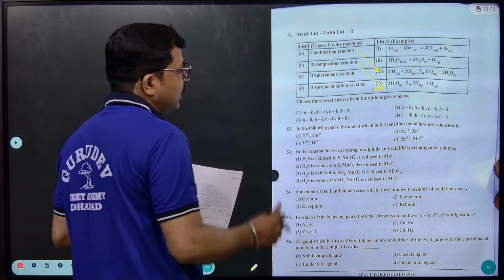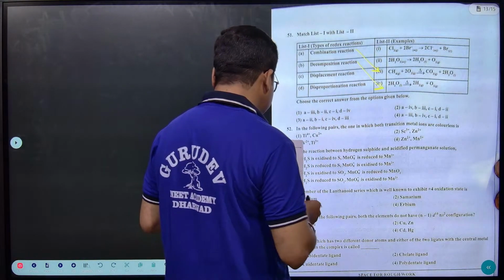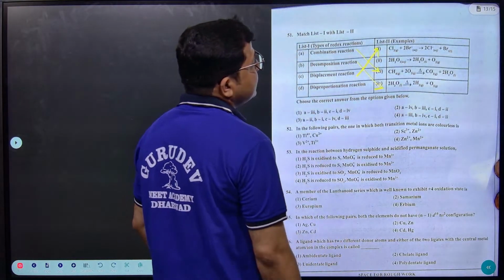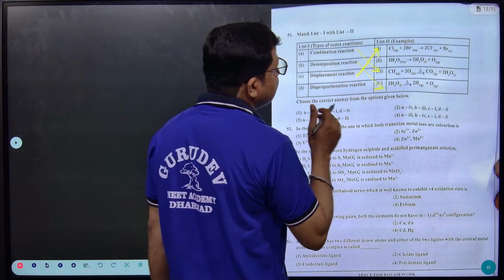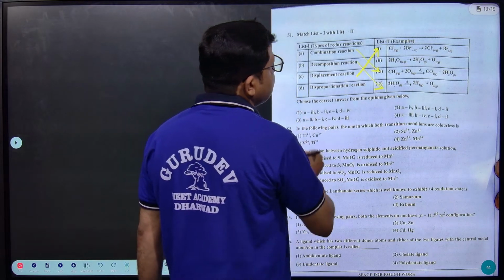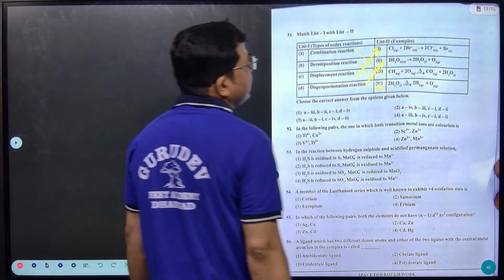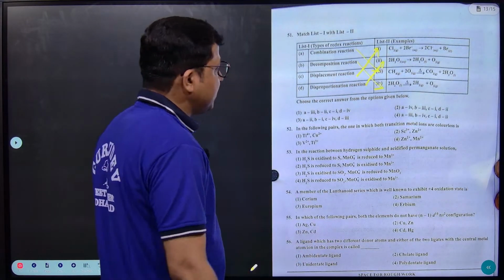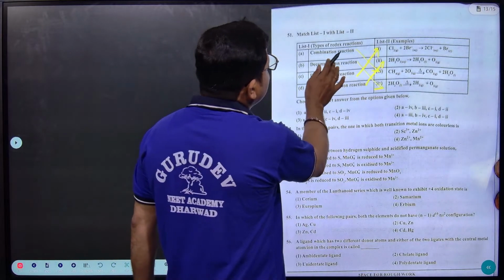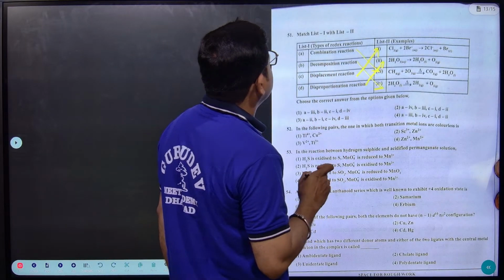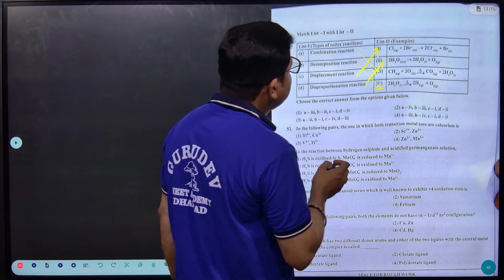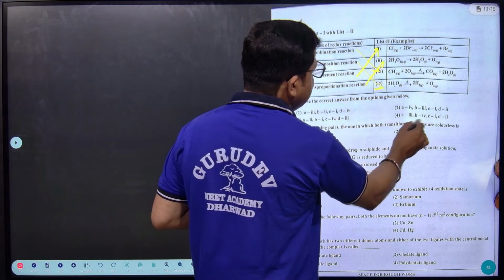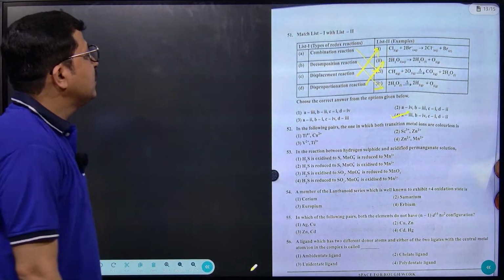And displacement reaction corresponds to C1, that is the displacement reaction in Cl2 plus 2Br minus giving 2Cl minus and Br2. A displacement reaction takes place here. And disproportionation reaction is the reaction in which a single species shows two types of oxidation state in a reaction. So from this combination we get the option. The right answer is A3, B4, C1, D2. The correct option is 4.